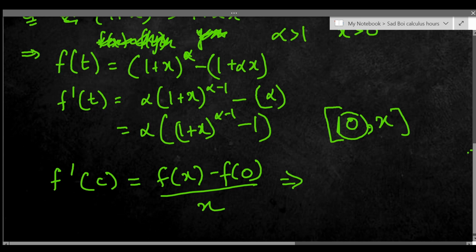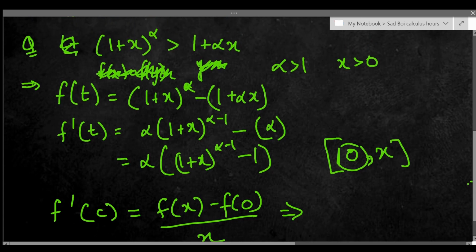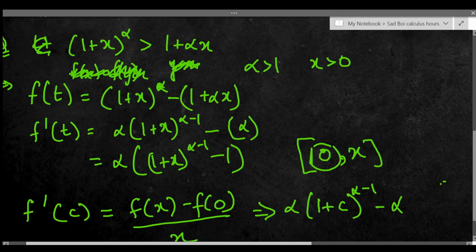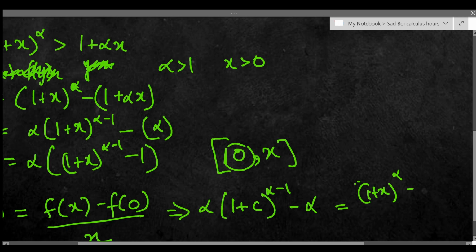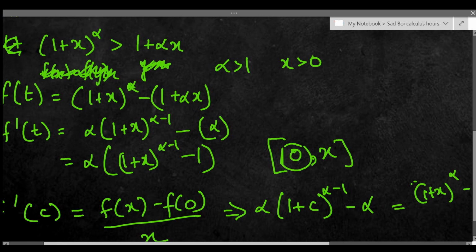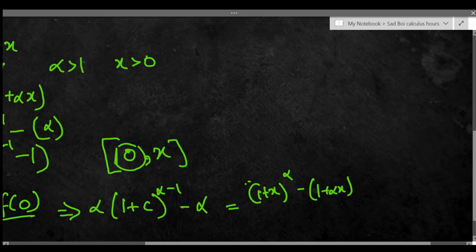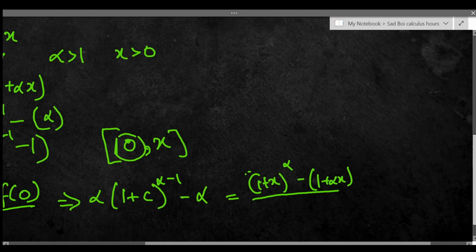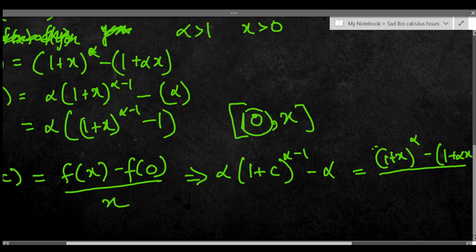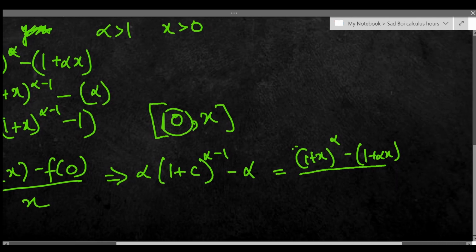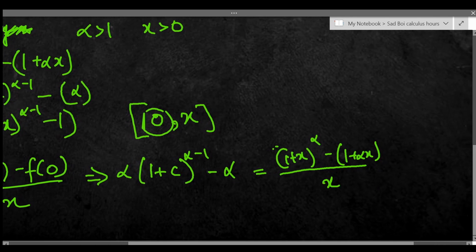Now let's substitute in the values. What we get here is alpha times (1 plus c)^(alpha minus 1) minus alpha, which is equal to (1 plus x)^alpha minus 1 minus alpha x, and f of 0 is going to be 0. You can calculate it later on. So this is why we took 0 as the lowest limit, because it makes things easier for us, and we always try out stuff that can make things easier for us. So b minus a is going to be x.